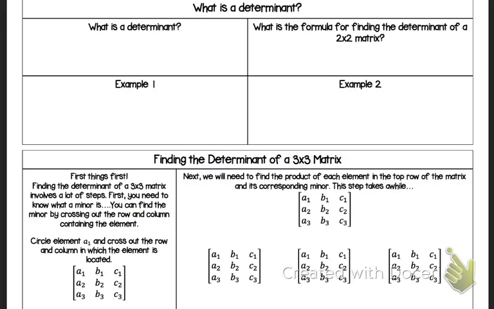Okay, so first of all, we need to talk about what is a determinant. Basically, a determinant is just a numerical value that we can give to a square matrix of numbers. And when I say square, I mean like 2 by 2 or 3 by 3 or 4 by 4, any of those, for example. So a numeric value given to a square matrix.